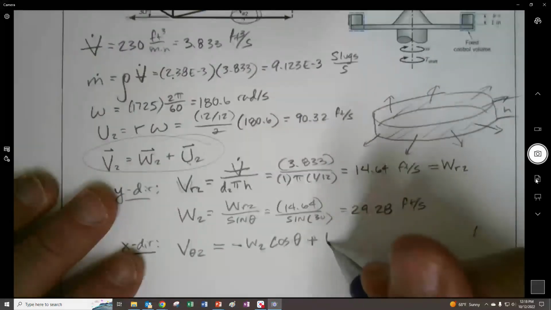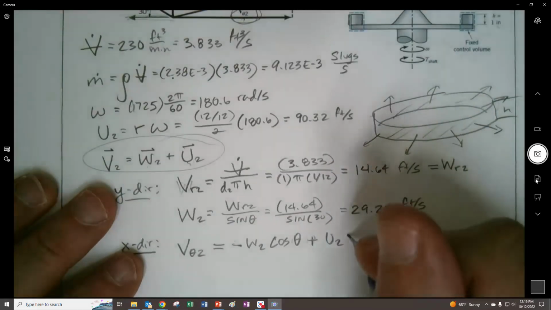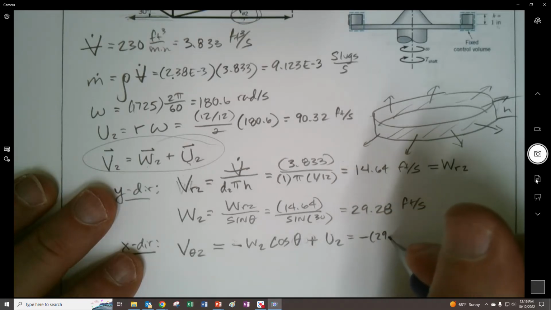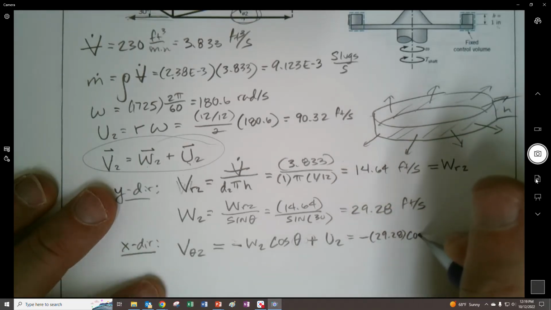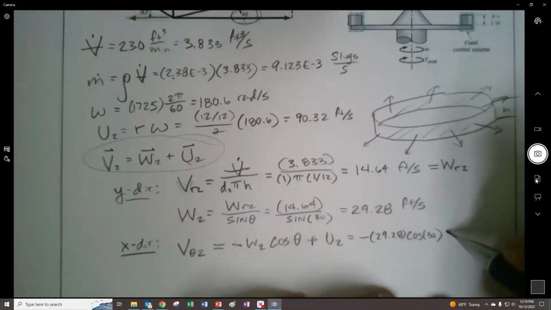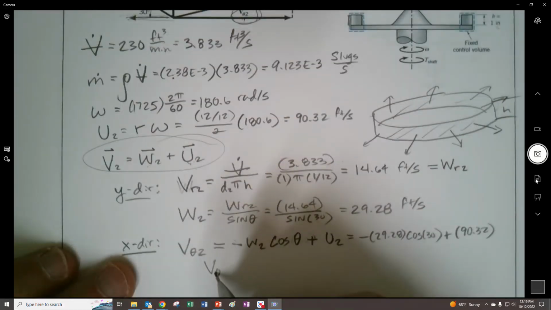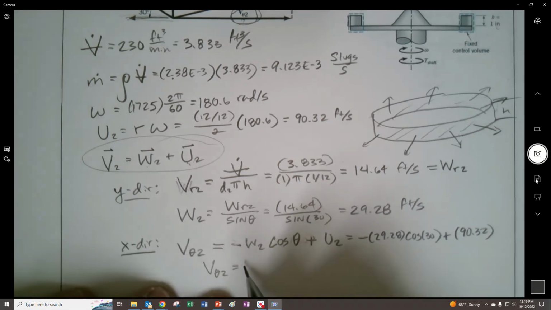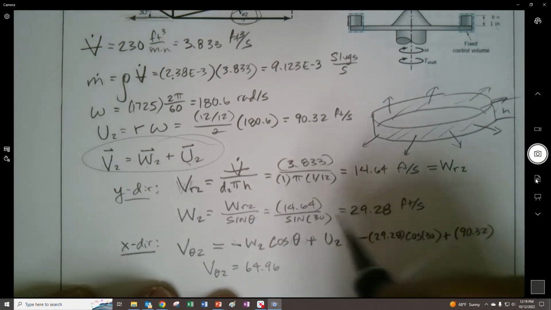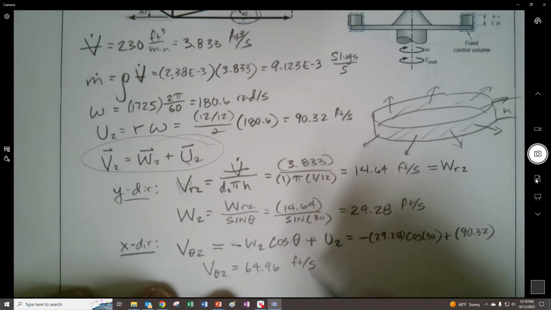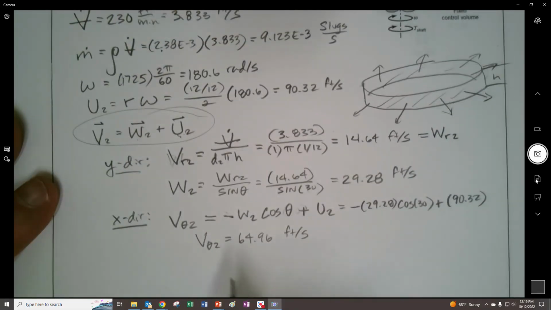U2, which is completely horizontal right there, right? So that's going to be a negative 29.28 times the cosine of 30 plus U2, which is 90.32. And so the tangential direction is going to have a velocity of 64.96 feet per second. All right, so that's the idea of the velocity triangles. And the tangential is the only one that matters.